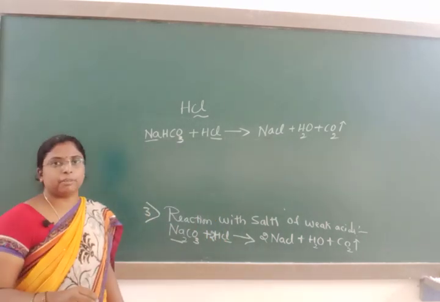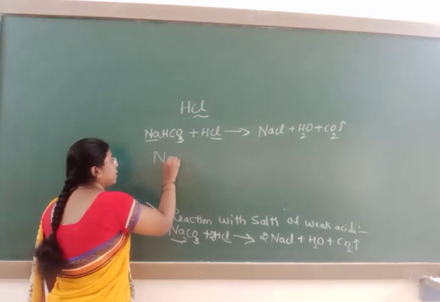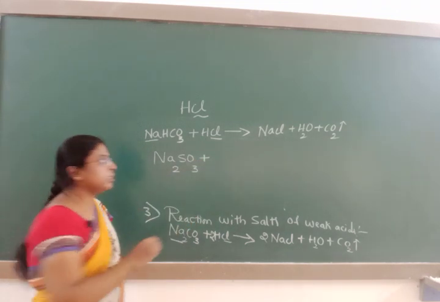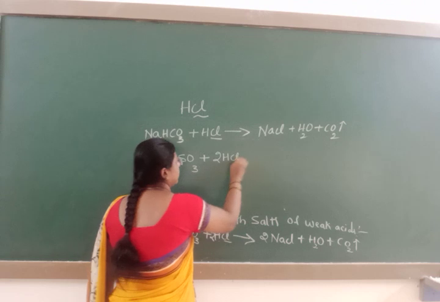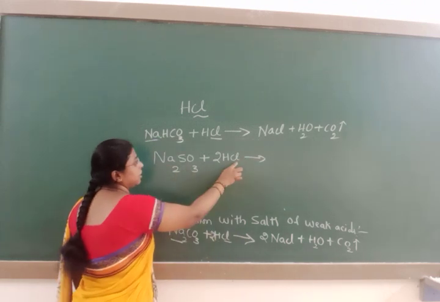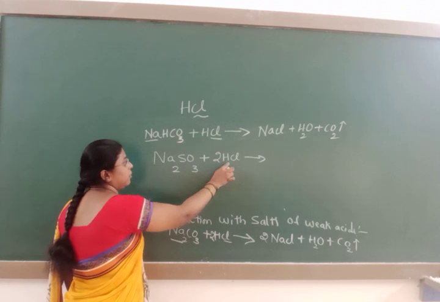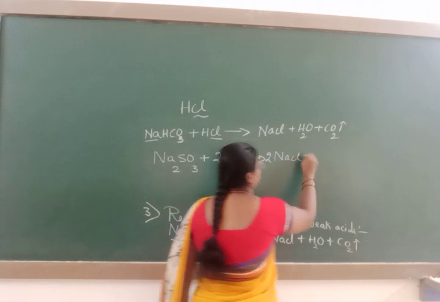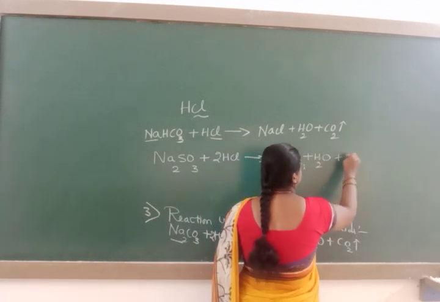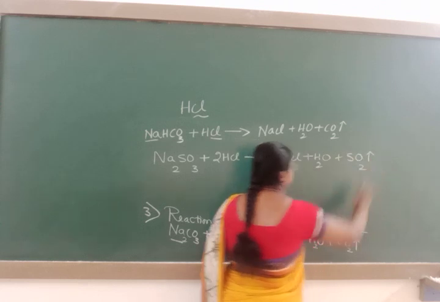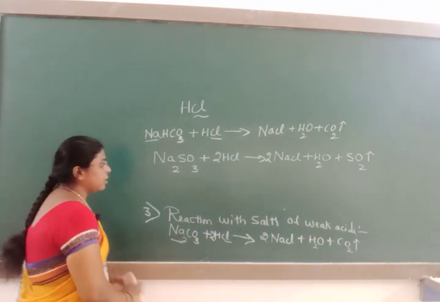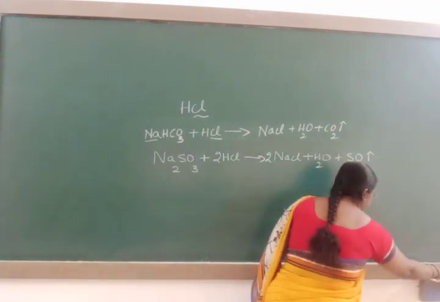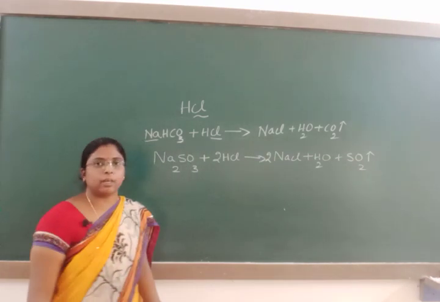Third example is sulphite. Let us take Na2SO3, sodium sulphite. Sodium sulphite is decomposed by hydrochloric acid. You get 2 NaCl, H2O and sulfur dioxide. Sodium chloride along with water, and you get sulfur dioxide. This is all about the reaction with salts of weak acids. After that, next comes the reaction with aqua regia.